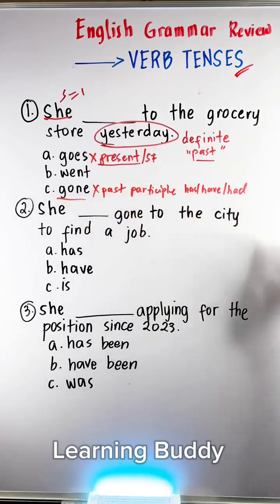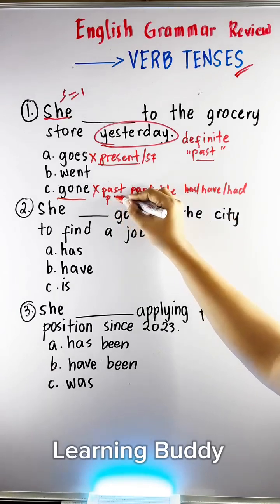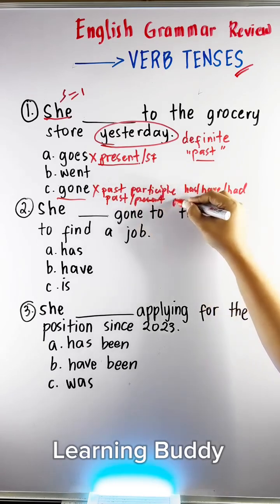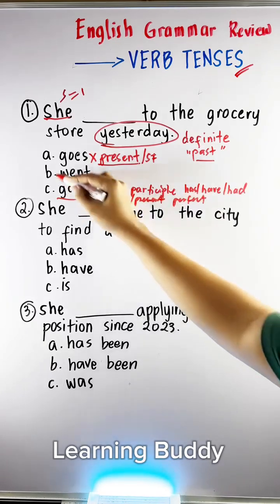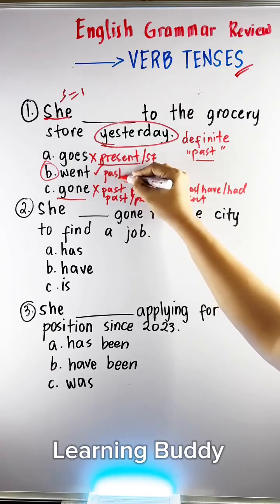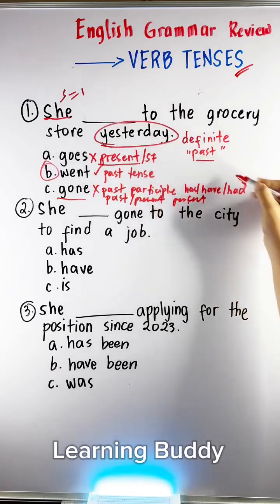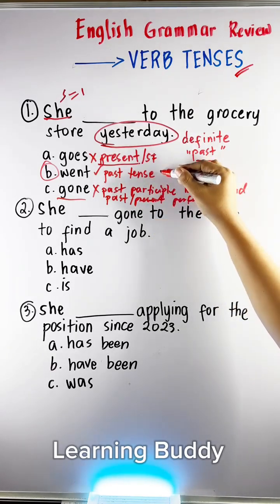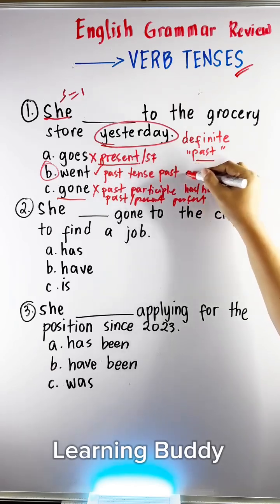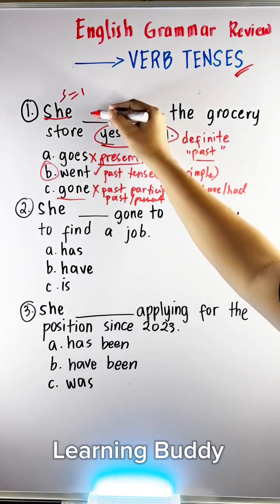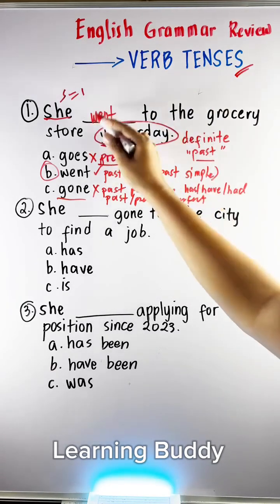Thus, the answer here is B, went, because the word went is the past tense or verb 2 of the word go. We will not use the past participle. We are going to use the past simple tense, went. Again, the tense of this word is called verb 2 or past tense of the word go. And the tense of the verb in this sentence is called past simple tense. Alright, the sentence reads, she went to the grocery store yesterday.